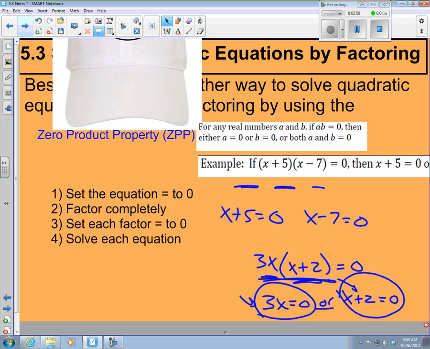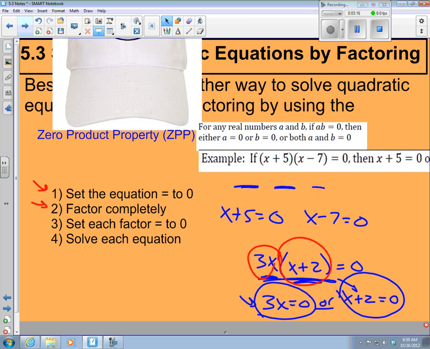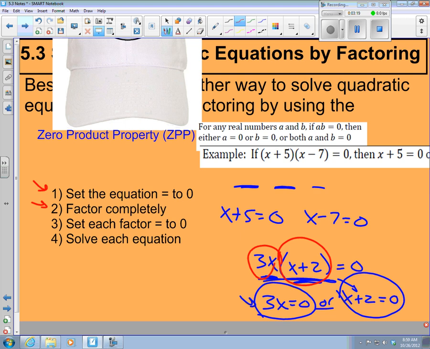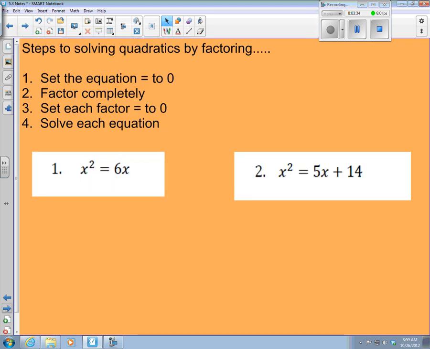When we're solving these quadratic equations, we're going to do a few things. Number one, we're going to set each equation equal to 0. If we're going to use zero product property, you have to get all your terms on one side equal to 0. Then we're going to factor completely, because if you look at these problems, this is already factored. Factor completely, then set each factor equal to 0. Now this is your ZPP moment, zero product property moment. And then solve each little equation. It's pretty easy. You guys have done it before. This should be somewhat of a review.